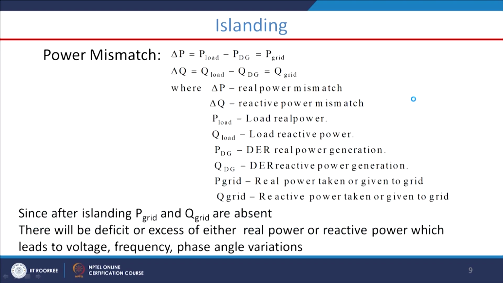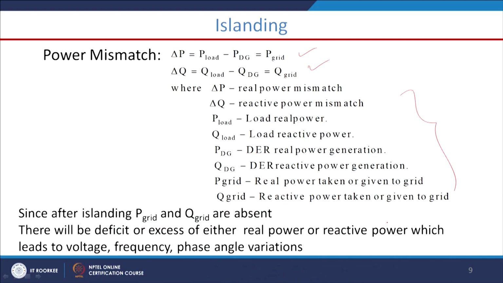And as I have shown here, you can see that del P is equal to P load minus P DG, that is P grid, and del Q is equal to Q load minus Q DG, the difference between the load reactive power and the DG reactive power. So, these are the terminologies I have just written here, the definitions. Now, the question comes, why is this power mismatch also important as far as islanding detection is concerned?